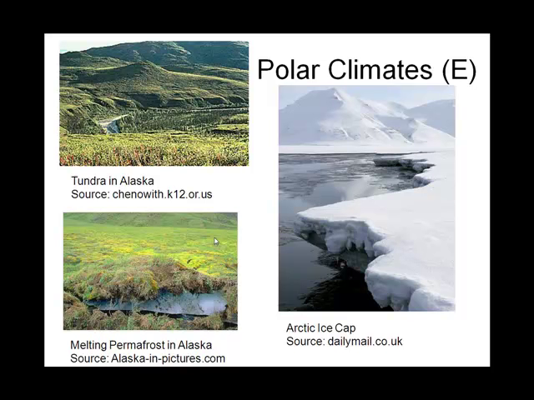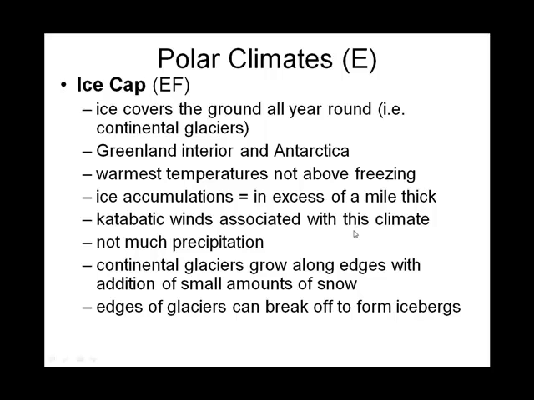So here are the pretty pictures I talked about. Down here, showing you some permafrost. Arctic ice cap. The third type of polar climate is the ice cap, or EF. And it's an ice cap. By definition, these would include ice sheets that are in excess of a mile thick.